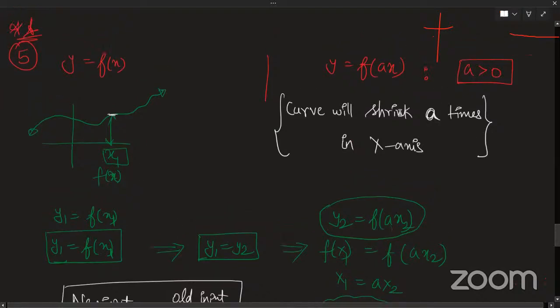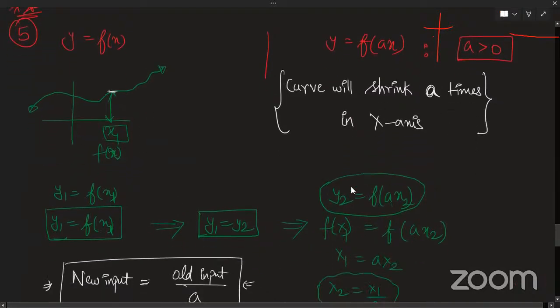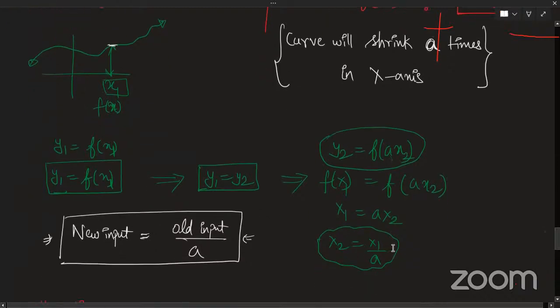Did everyone understand this f of ax thing? Why we were getting x2 is equal to x1 by a, and what was this denoting? It was denoting that in order to get the same value of y, your new input will be your old input divided by a. So your curve will shrink by a times.